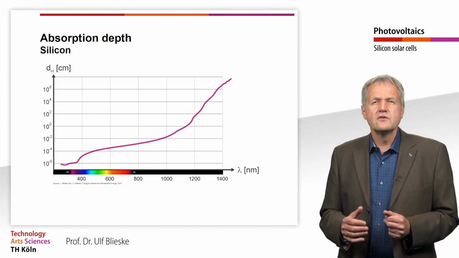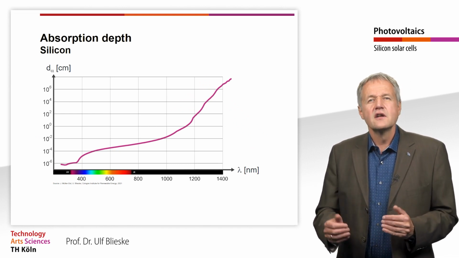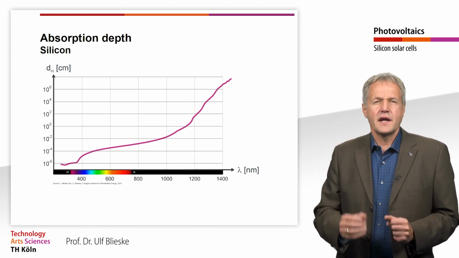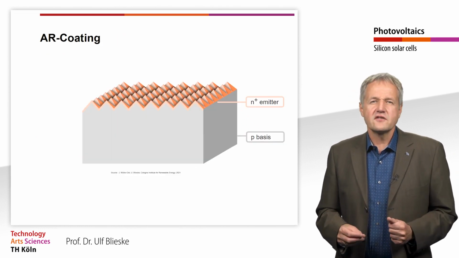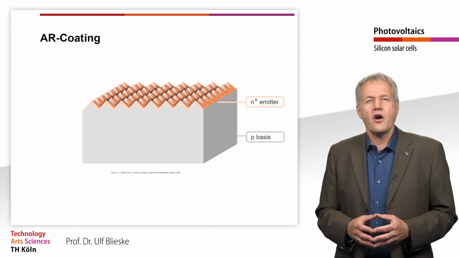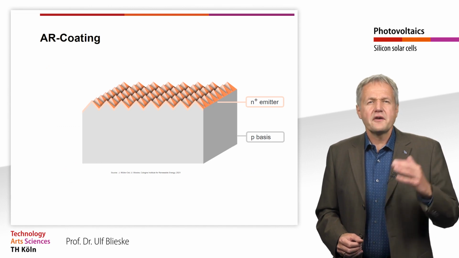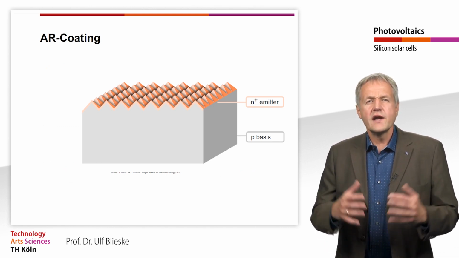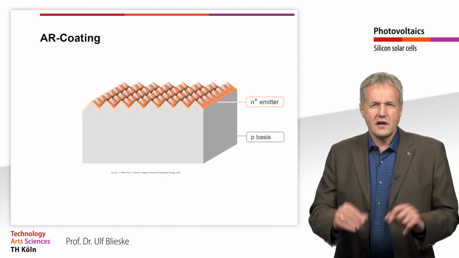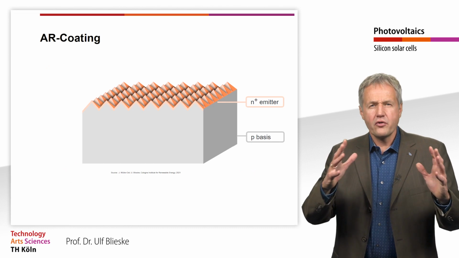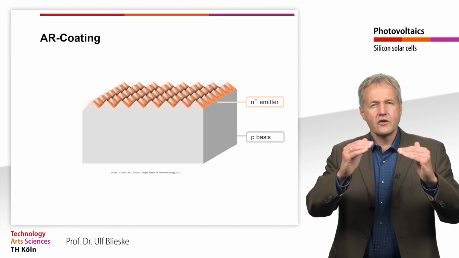In order not to lose the charge carriers generated in the first micrometer through recombination, the emitter is therefore made quite narrow. These considerations lead to the standard structure of a solar cell today. The 150 to 200 micrometer thick weakly p-doped base is located on the underside, and an approximately 0.5 micrometer thick n-doped emitter is located on the top.